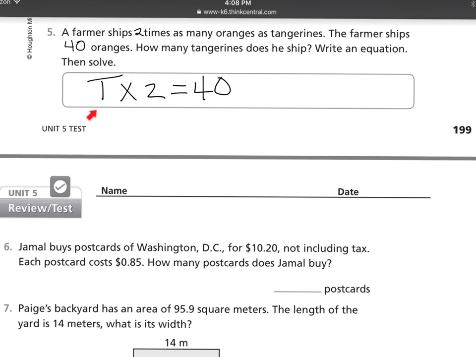So my goal here is to get this t by itself. So I have t equals some number. I know that the farmer shipped twice as many oranges as tangerines and that he shipped 40 oranges.